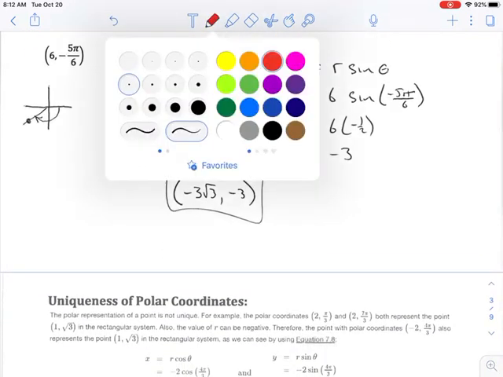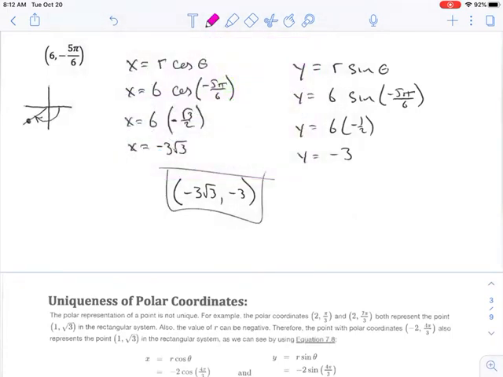Next, let's see, I haven't used that color. So my radius is 6 and my angle is -5 pi over 6. All right, so if you need to figure out where that is, remember, this is 0, and if we're going in a negative direction, pi is over here, and so pi would be 6 pi over 6. If we're going in a negative direction, that would be -6 pi over 6. So -5 pi over 6 is going to be down here somewhere.